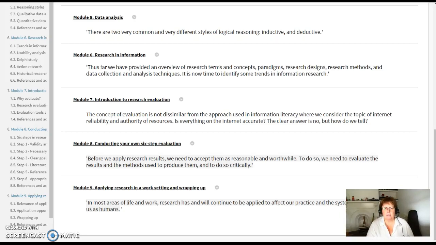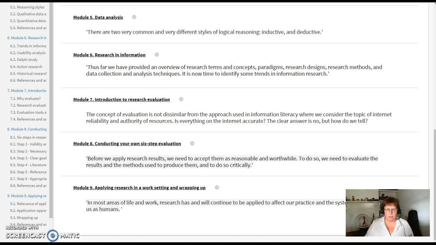Week 11 is where we are looking at module 8. Now module 8 is an important module for us because module 8 is where you will find all the information you need, or most of the information you need, to do your final assessment where you are evaluating some research using a particular framework. The framework that you use is introduced in this week.